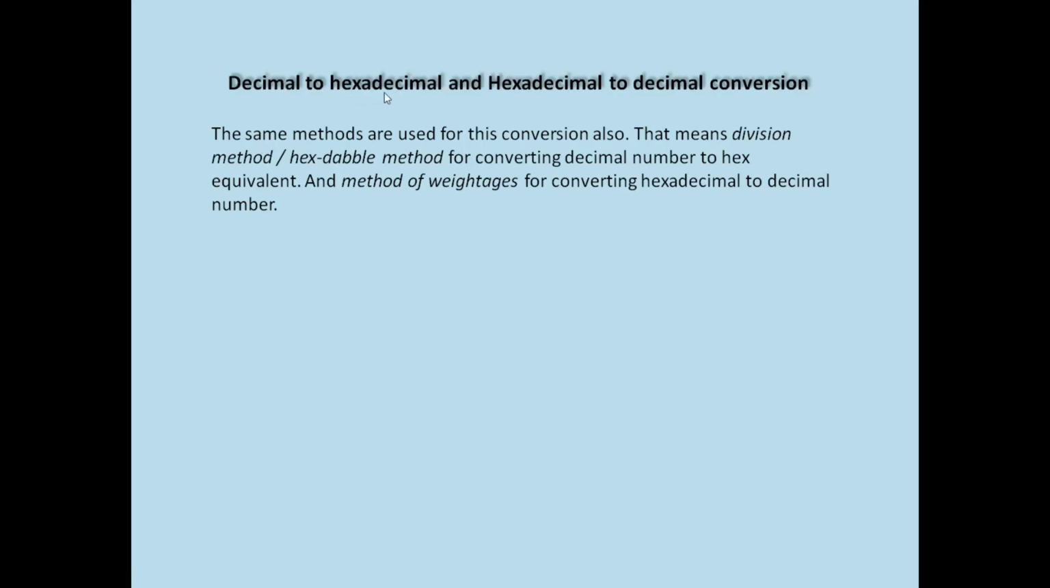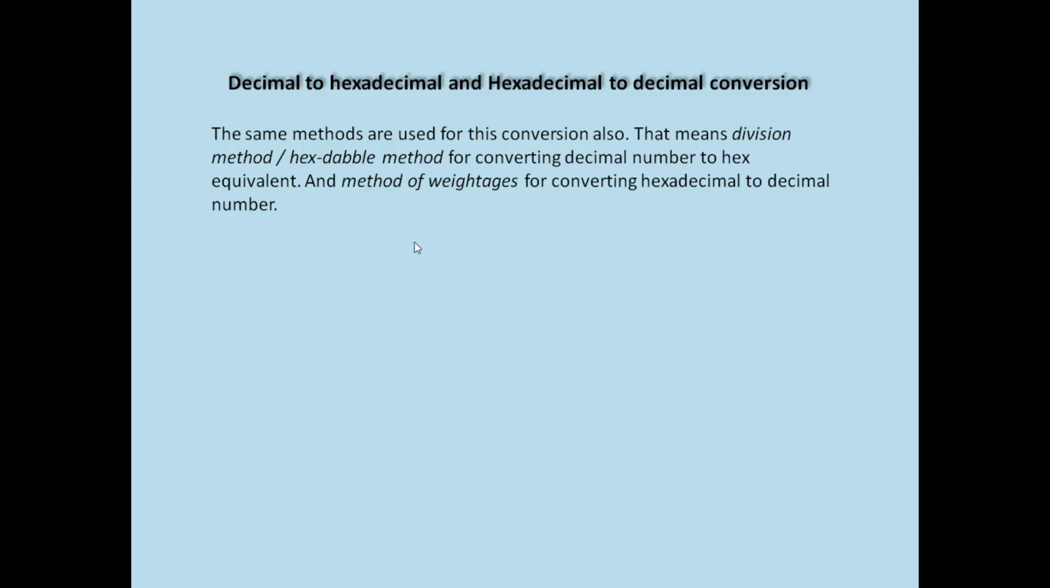For decimal to hexadecimal conversion, again the division method is used, which is also called the hex-double method. We have seen the division method in binary is called the double-double method. When you are using it for the octal number system, it is also called the octal-double method, and when it is used for hexadecimal conversion, it is also called the hex-double method. All these are division methods because we are dividing the given decimal number by the radix of the other number system.